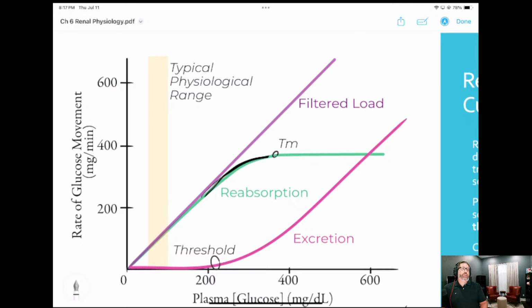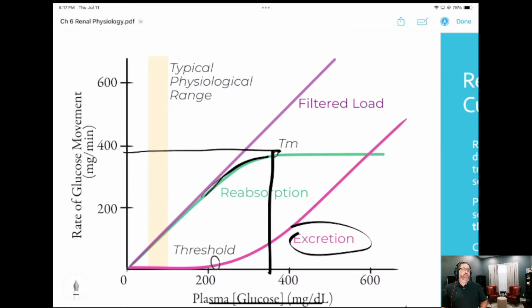Don't go crazy in depth into splay. Just understand that you have only a certain amount of transport mechanisms available to reabsorb something. And once you've maxed that out, you start excreting glucose into the urine because we can't reabsorb it. So the area under this curve should resemble the area under that line as well, because they're both representing similar things. The ability to reabsorb slows down, and because we can't reabsorb it, it stays in the urine, and glucose concentration in the excretion starts to go up as well.